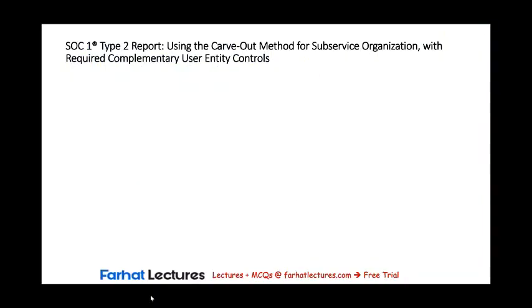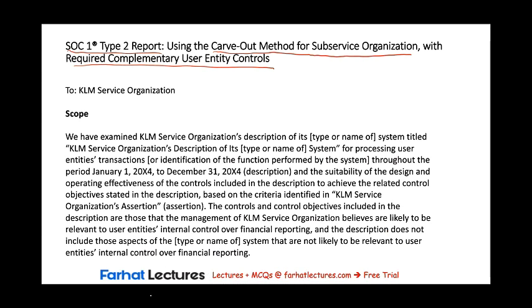Our first sample report is a SOC 1 Type 2 report. And as a quick reminder, the SOC 1 Type 2 report evaluates both the suitability of the design and the operating effectiveness of service organizations' controls over financial reporting. We're assuming that the carve-out method is being used for the subservice organization and that required complementary user entity controls are in place. So we have two assumptions here, and we're going to see their effect on the standard SOC 1 Type 2 report. You should already know by now that the first section of the standard SOC 1 Type 2 report is the scope paragraph.